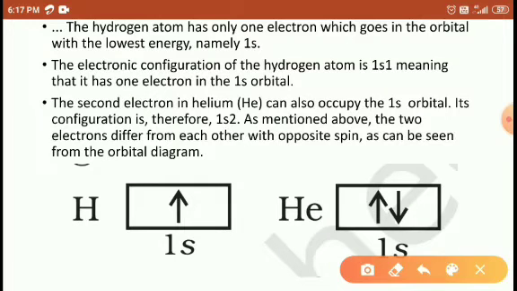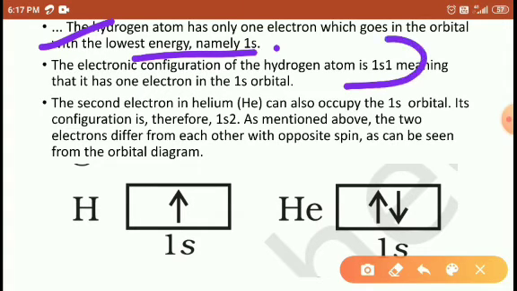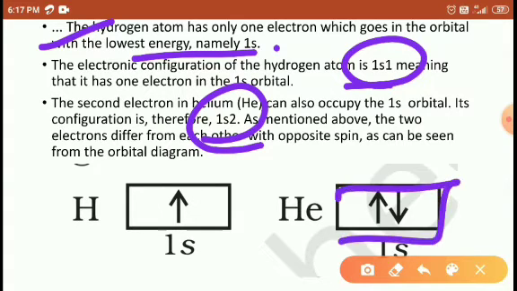The hydrogen atom has only 1 electron, which goes to the lowest energy orbital. The electron configuration is written as hydrogen 1s1. But in the case of helium, we have to place 2 electrons, 1s2, completely filling this orbital.